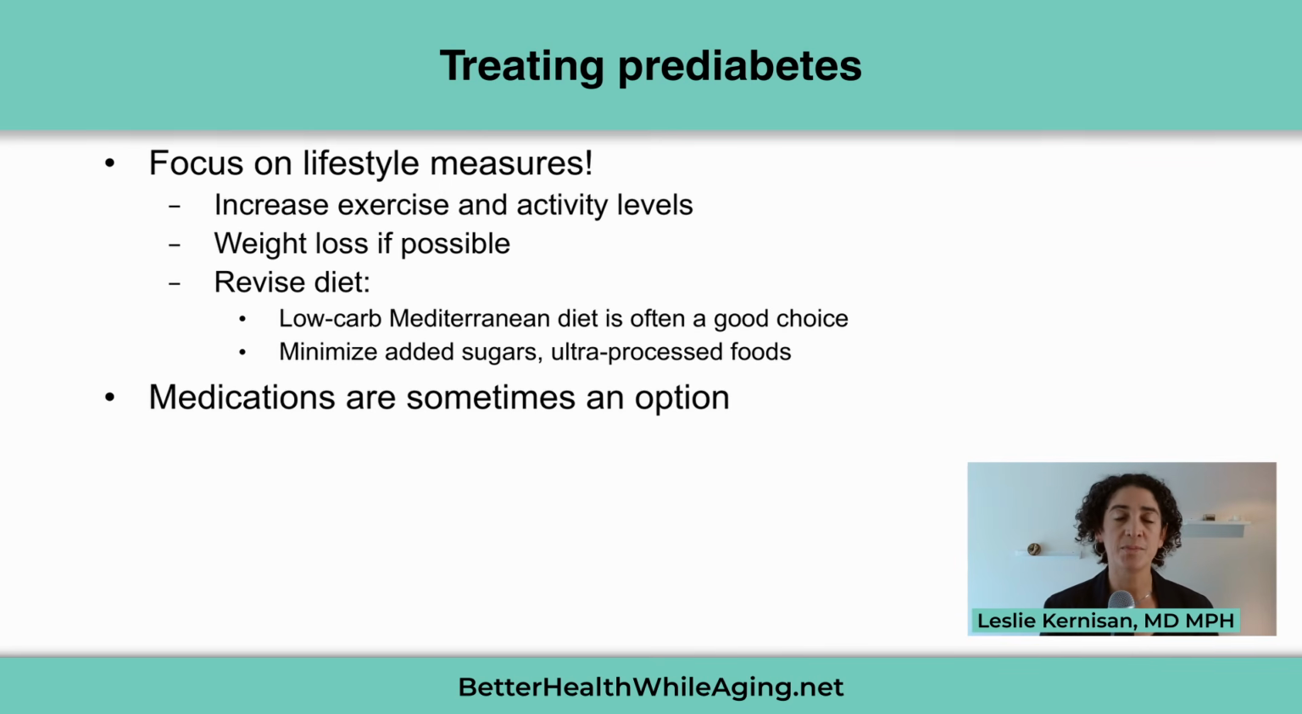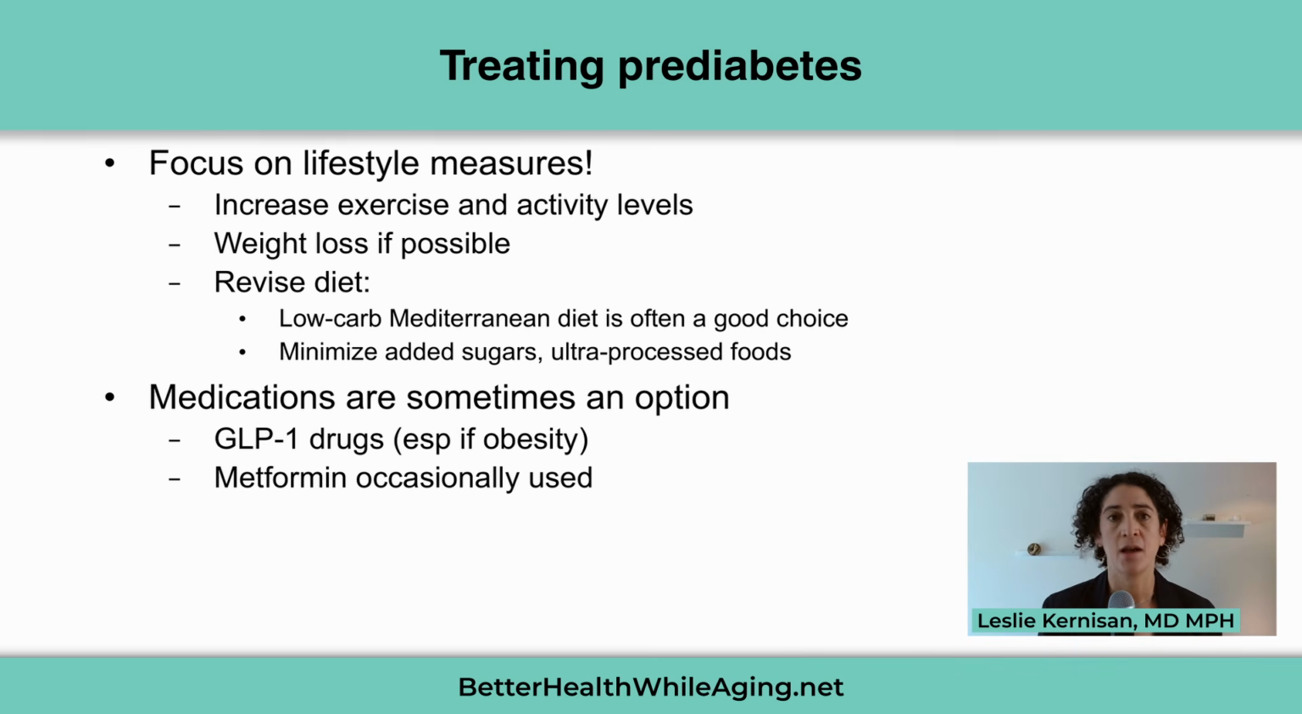And then occasionally people with prediabetes are treated with medication as well. So now we have the GLP-1 drugs such as Ozempic. And so especially if a person is obese, they are effective in helping people lose weight. And that can really improve prediabetes and potentially even get people down to normal blood sugar levels. And then very occasionally, a health provider might try metformin as well for somebody who just has prediabetes.